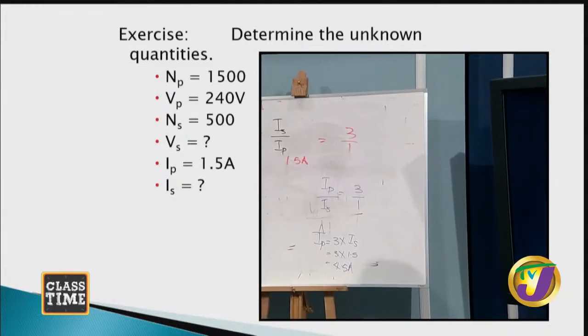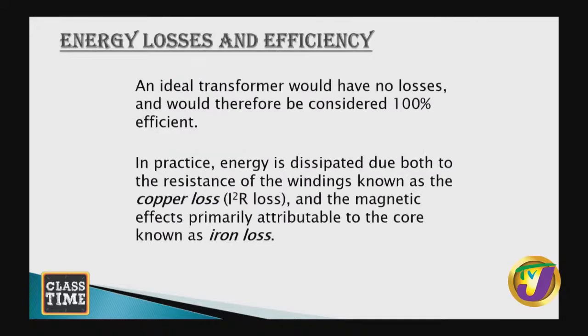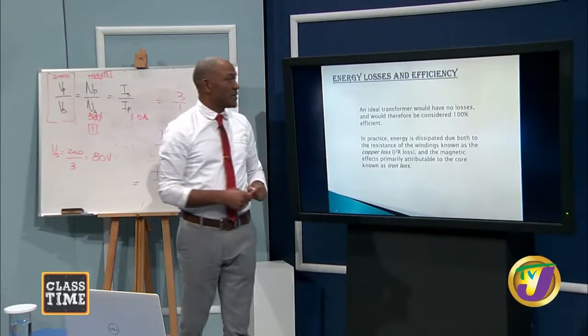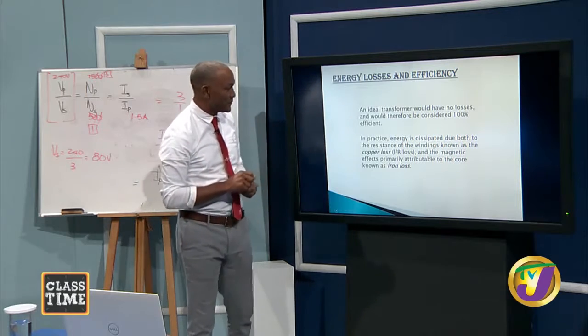All right. So we're moving on. Energy losses and efficiency. Because current is flowing, we're going to be losing some form of energy. Because current is flowing, we lose energy through what is called heat loss. An ideal transformer means it is real theoretically, but practically, you might have some form of differences. An ideal transformer can be considered 100% efficient.